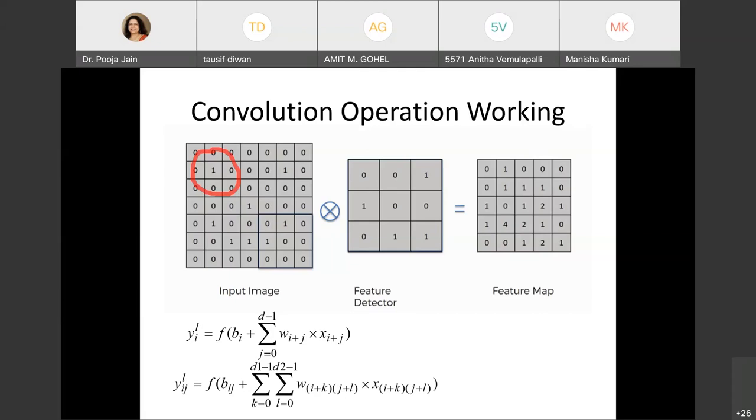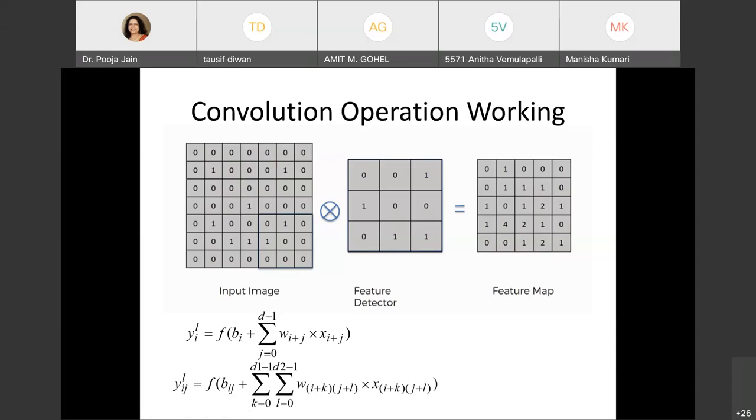The filter is shifted one position right. When the filter is shifted one position right, then you apply the same filter on this input, this one. Fine. After the filter is shifted one position right, then the filter is applied on this region. Then the filter is shifted one position right, then you apply on this region like this. So you compute this output.